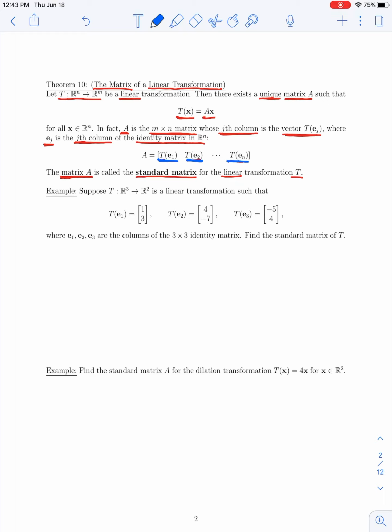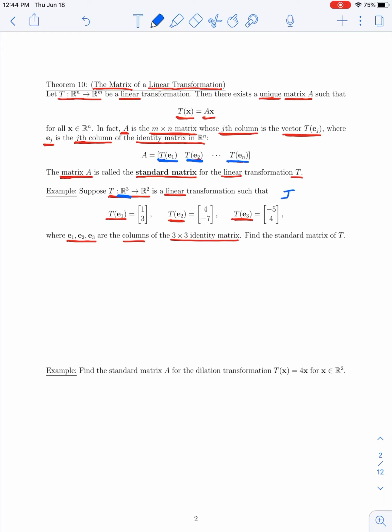As an example to illustrate this theorem, let's suppose that we have a transformation T from space R3 to the plane R2, and we're told this is a linear transformation where the images of the columns of the 3 by 3 identity matrix, e1, e2, and e3, are given here. Since we're mapping from R3, we're looking at the 3 by 3 identity matrix.